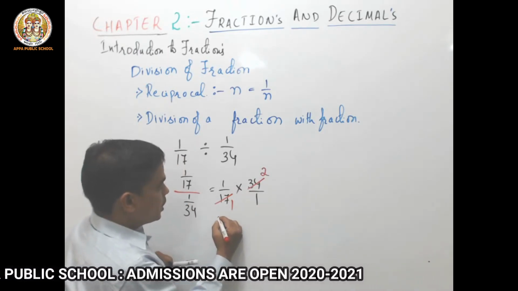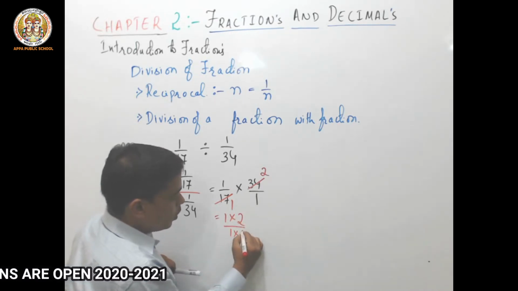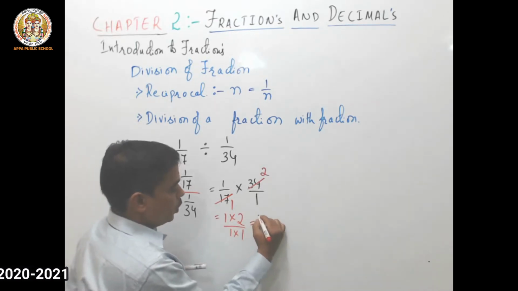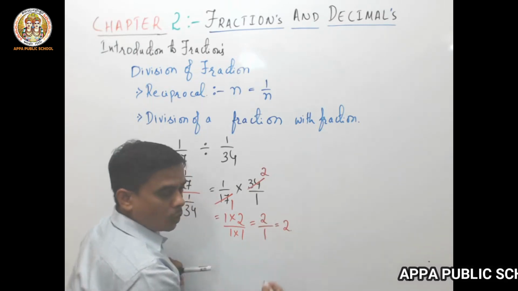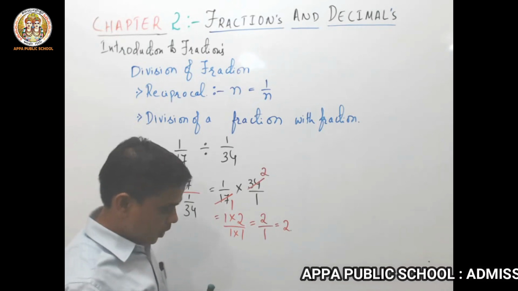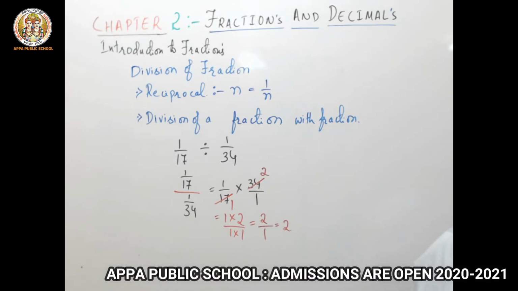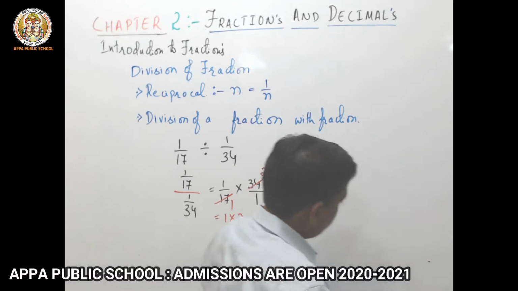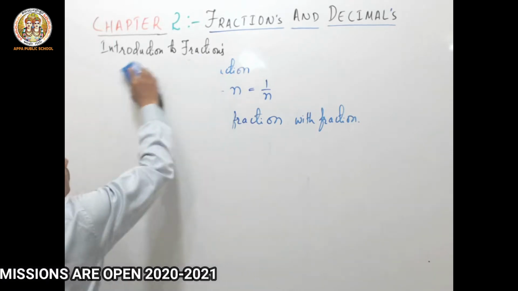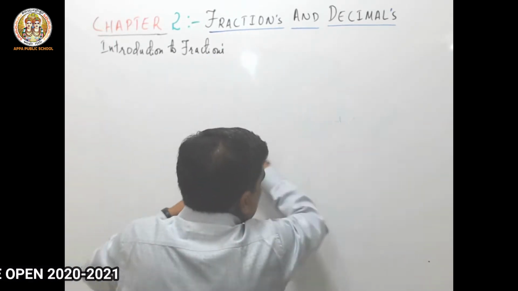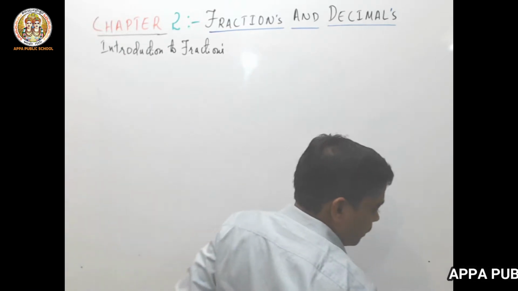So here, next I will write 1 into 2 divided by 1 into 1 as it is. That is equal to 2 into 1 is 2, 1 into 1 is 1. That is equal to 2, which is the answer. Right. Next one. So we have discussed multiplication and division of fractions.